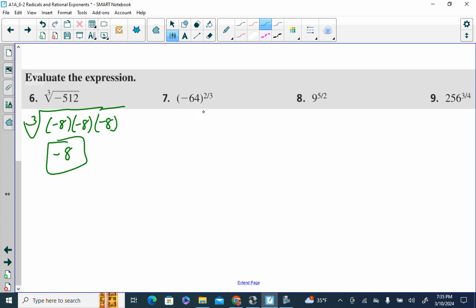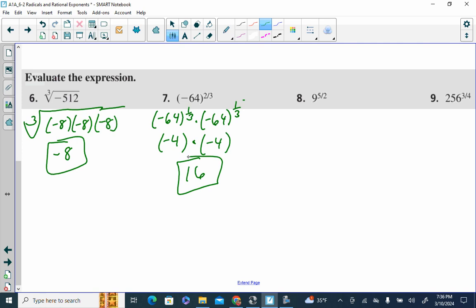Negative 64 to the 2/3 power. That's the same as negative 64 to the 1/3 times negative 64 to the 1/3. We want to take the cube root of 64. 4 times 4 is 16 times 4 is 64. That's going to be negative 4 times negative 4, which would be 16.